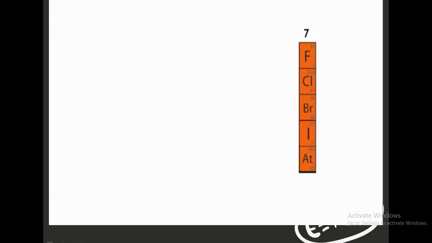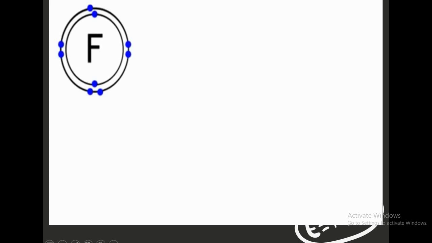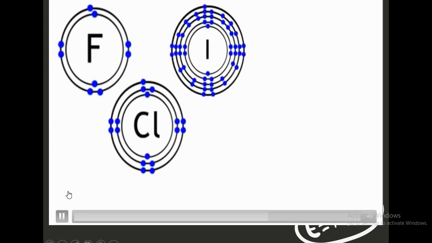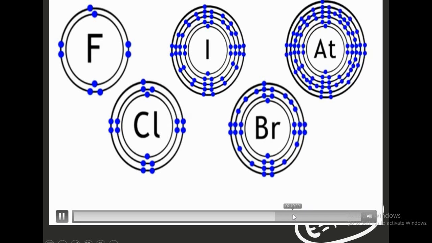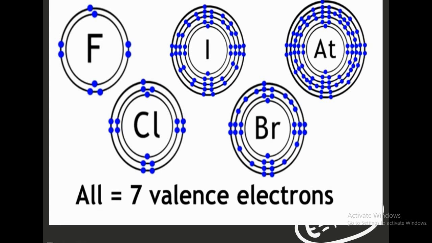For example, let's look at group 7. Fluorine, chlorine, iodine, bromine, and astatine all have 7 electrons in their outermost shell and all exhibit similar chemical characteristics. The properties show a gradual change going down the group as we go from period to period.